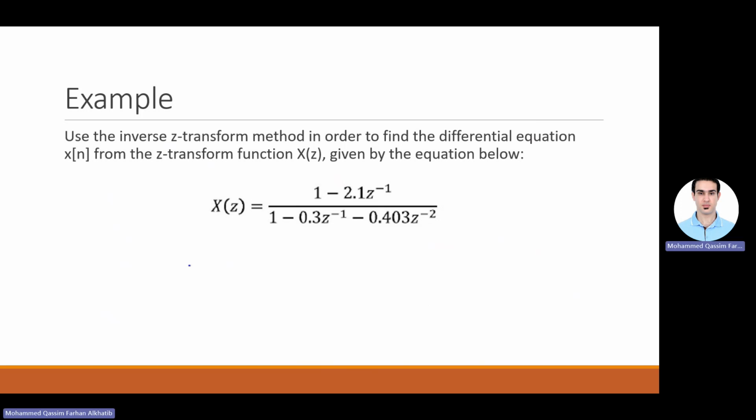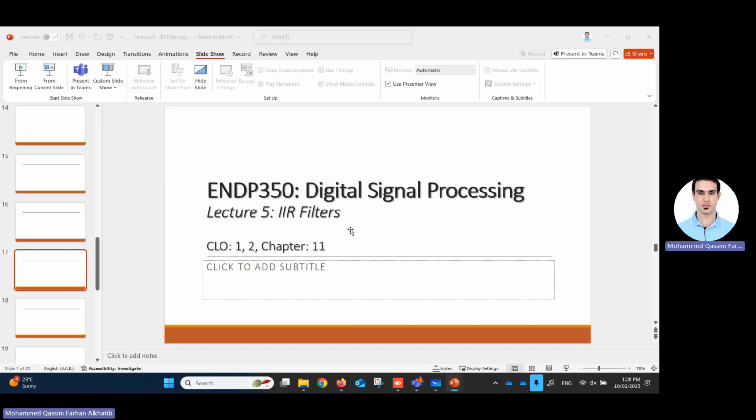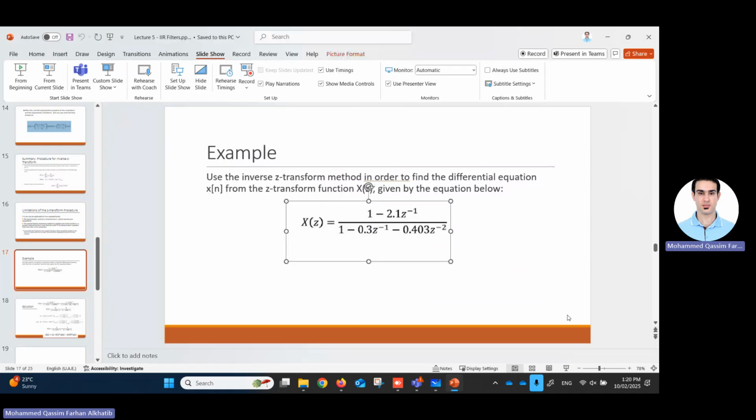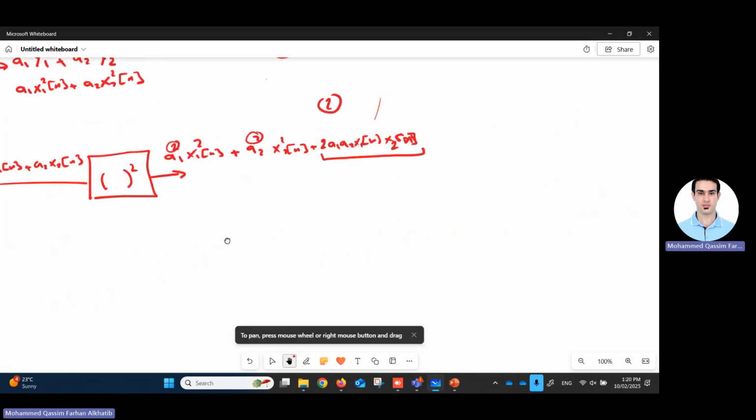So let's do an example here. That's a typical example you may face in the exam. Use the inverse z-transform method to find the difference equation x(n) from the z-transform function X(z), given by this expression below. So I'll take the expression to the whiteboard.